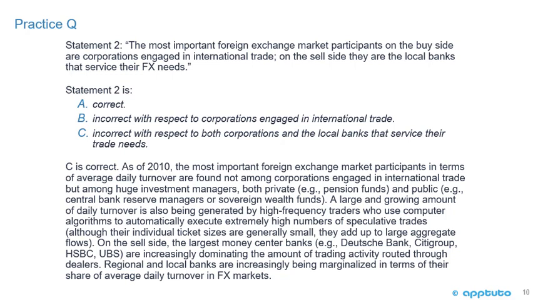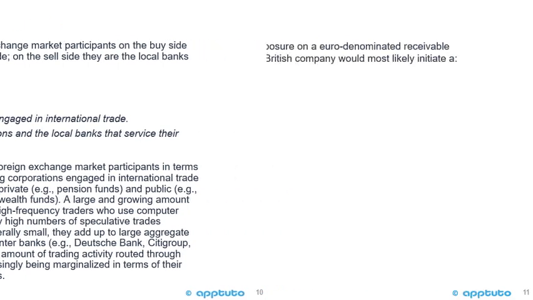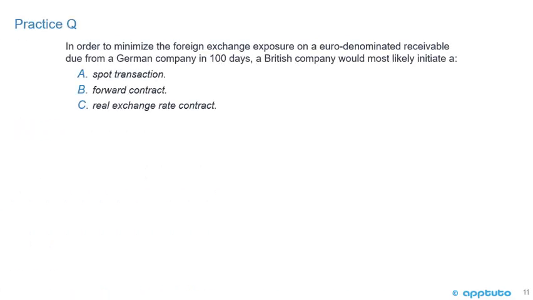On the sell side, this is important. The largest money center banks, for example, Deutsche Bank, Citigroup, HSBC, and UBS, are increasingly dominating the amount of trading activity routed through dealers. Regional and local banks are increasingly being marginalized in terms of their share of average daily turnover in FX markets. Just 2 more quick practice questions to finish this LOS.